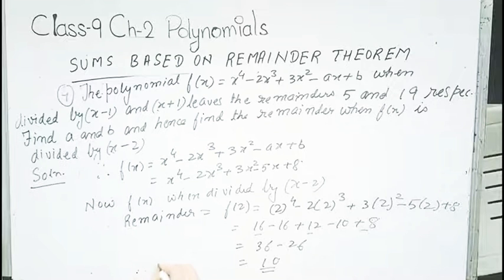Write the last statement. Therefore, f(x) when divided by x minus 2, the remainder equals 10. Thank you.